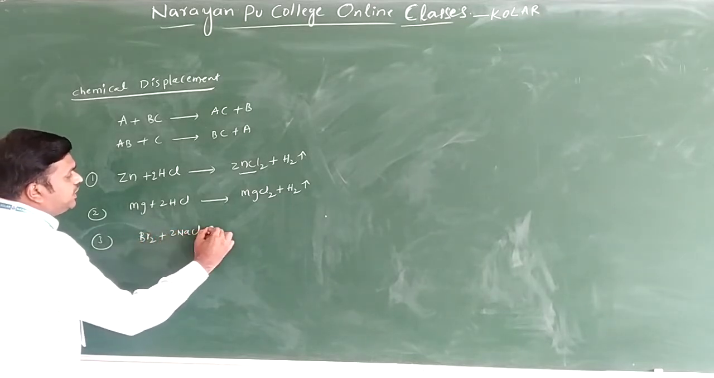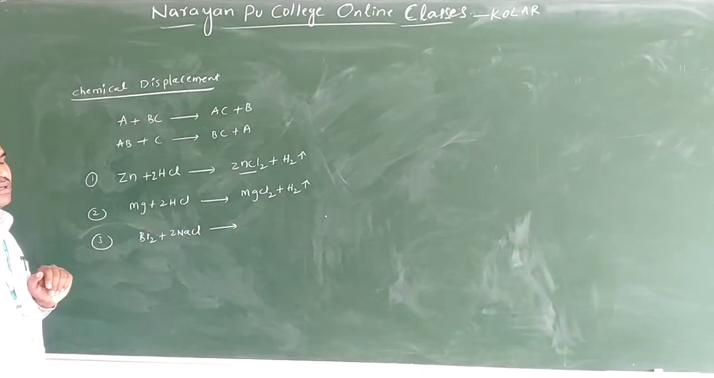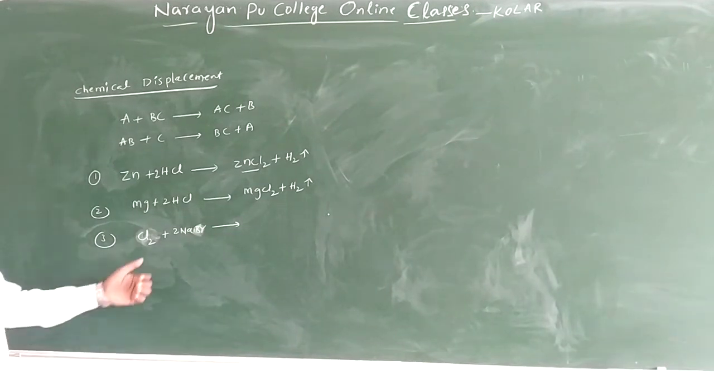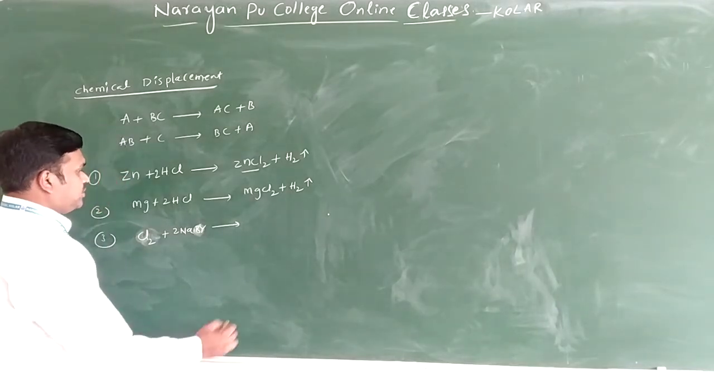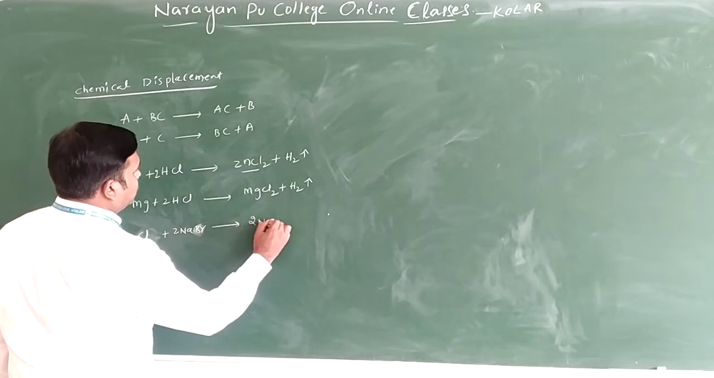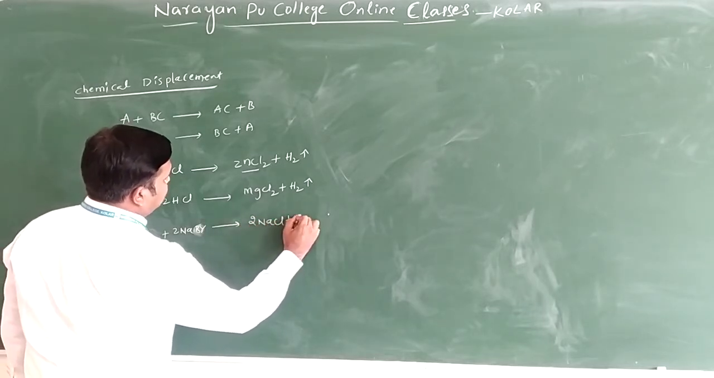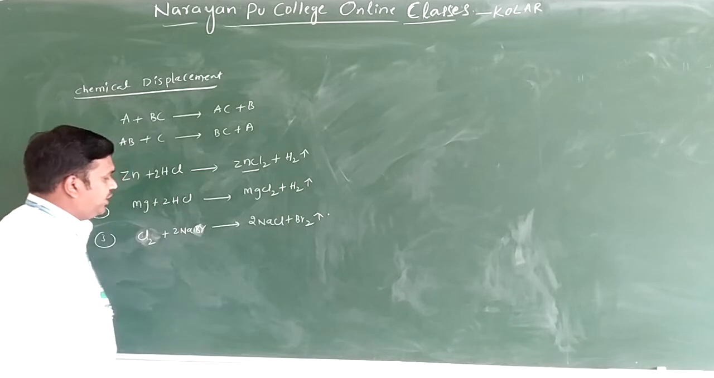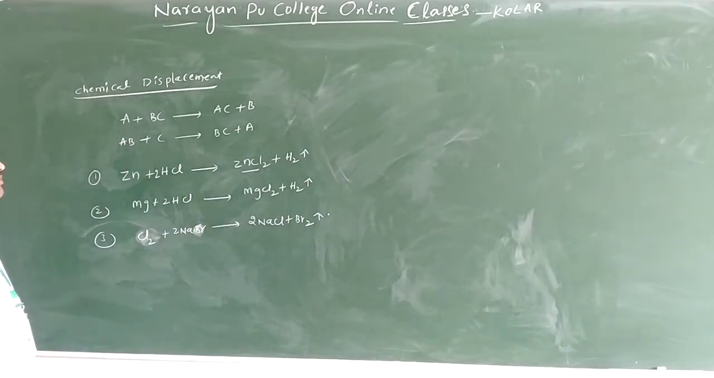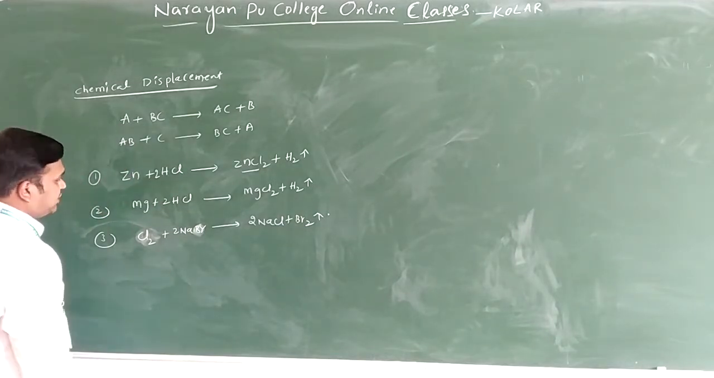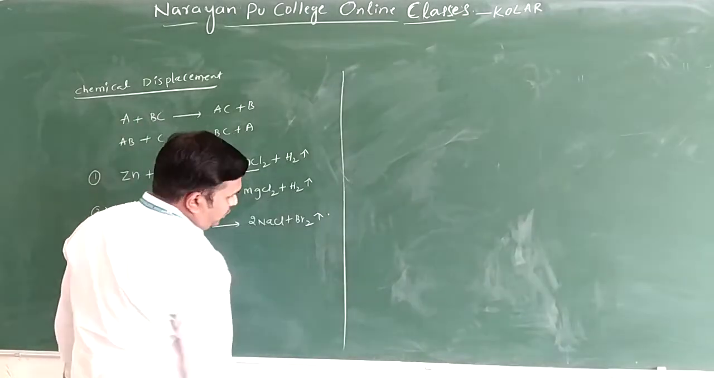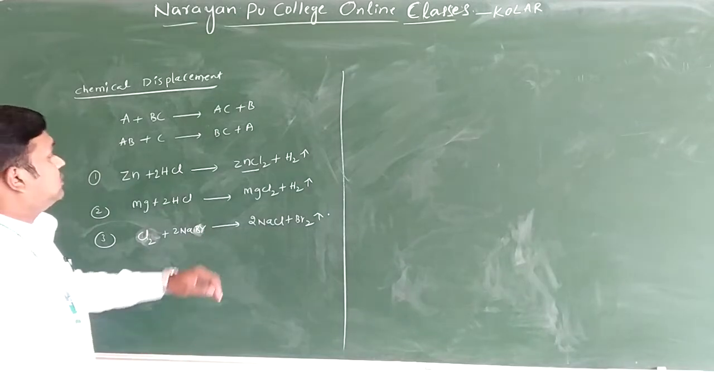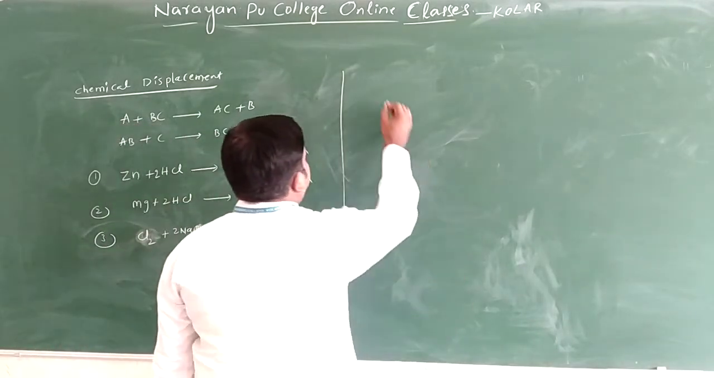Let us see one more example we have. Cl2 plus 2NaBr gives rise to 2NaCl plus Br2. We can compare the reactivity. This comes under chemical displacement reaction. And the next one we have is double displacement reactions.